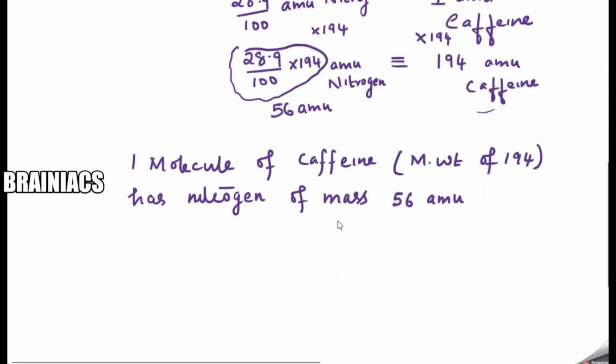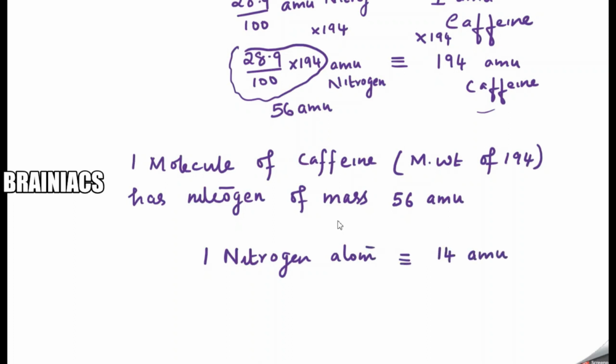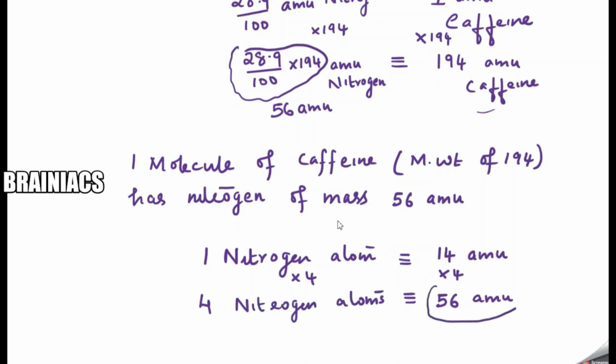I know that one nitrogen atom has a mass equal to 14 AMU. Now, can you tell me how many atoms are present in 56 AMU? I know that I should multiply by 4. So this will become 56 AMU, and you multiply here also by 4. So this will become 4 nitrogen atoms. So what is the understanding? Now we understood that 56 AMU mass of nitrogen is equivalent to 4 nitrogen atoms.